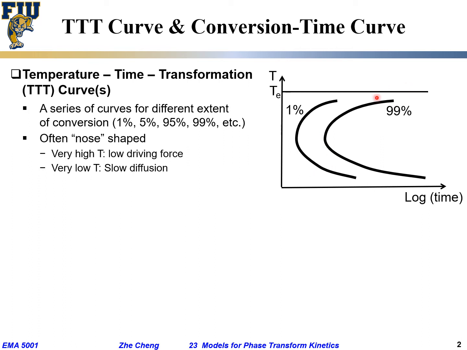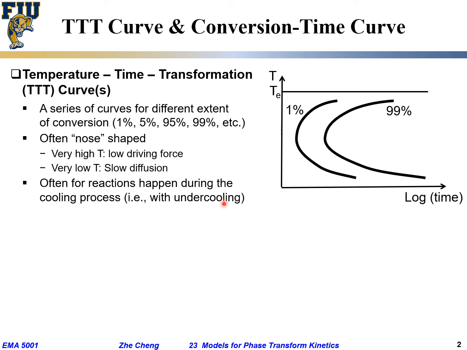These types of nose-shaped curves, people quite often call them TTT curves: temperature, time, and extent of conversion. Remember again, each curve represents the same extent of conversion. For example, this solid black curve is for 1% transformation, while this one is for 99% transformation, which means largely finished. Somewhere in the middle, you may encounter 50% transformation. Generally, people often get this TTT type of curve for reactions happening during the cooling process, with undercooling, and typically for solid-state transformation.